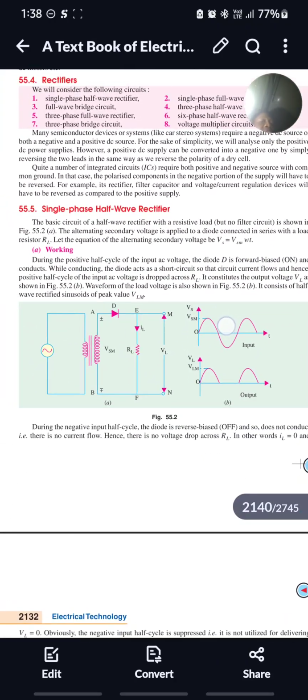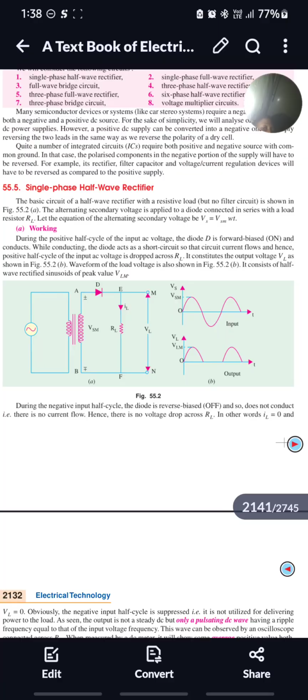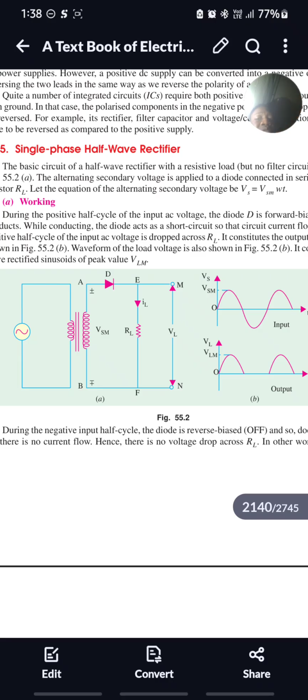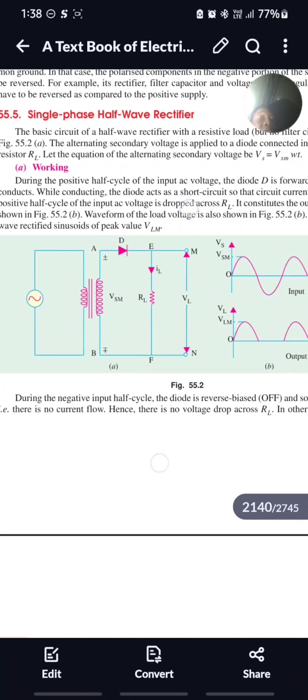Now you see this one. This is a single phase half wave rectifier. Okay, let me just call it a rectifier. Now for a rectifier, please look at this carefully. You only have one diode, right? Now see, I'm going to do something now.